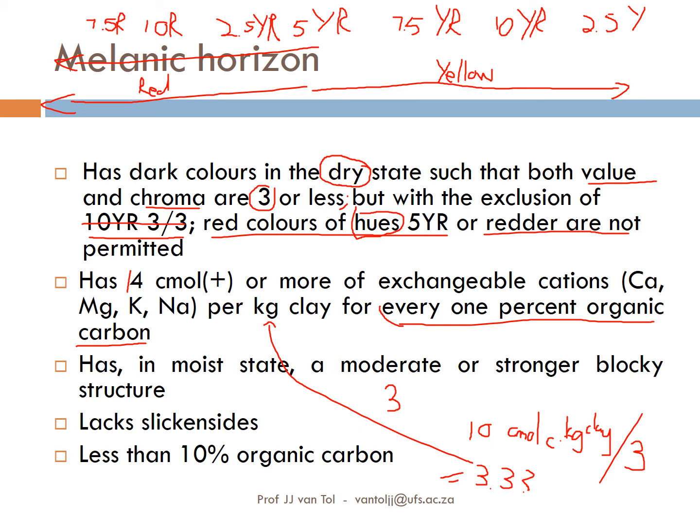Okay. If you've got any questions about this, let me know, but the important thing is I'm going to give you the exchangeable cations per kilogram clay, and you need to convert that, or you have to express it per percentage organic carbon. Then it must have a moderate or stronger blocky structure. It does not have vertic size, and it's got less than 10% organic carbon.